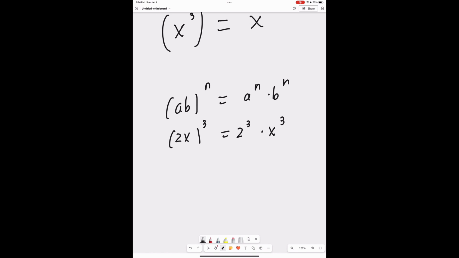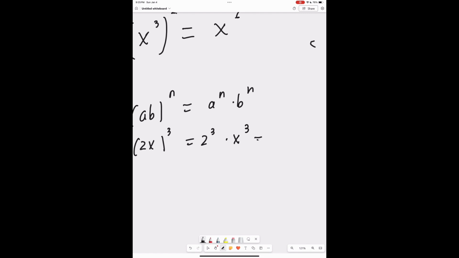So what would this be? This would be 8x cubed, right? So if we have, for example, 3ab raised to the 2nd power, we can just raise each number to its power. So it would be 3 squared times a squared times b squared. So it would be 9a squared b squared.